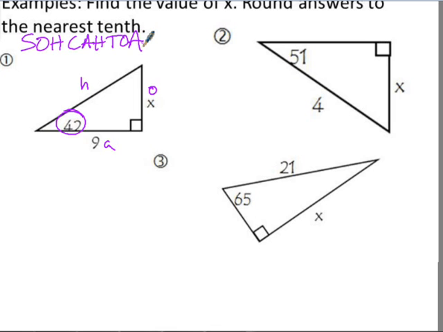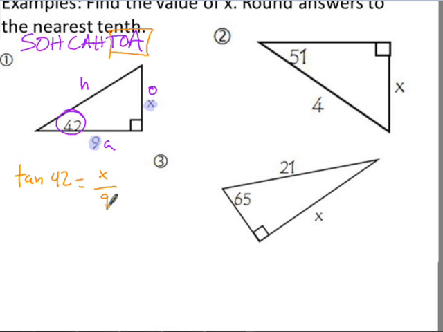So then I have to look at this and determine, all right, I'm given the A, okay? I have a variable for the O. So then now I know that I have A and O. Well, which of the trig functions allows me to use A and O? Tangent, exactly. So I'm going to set up my equation now. The tangent of 42 equals opposite over adjacent. That's x over 9.